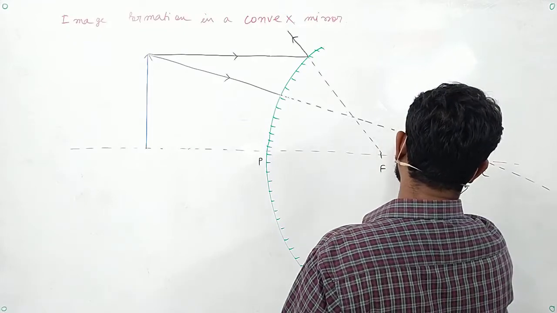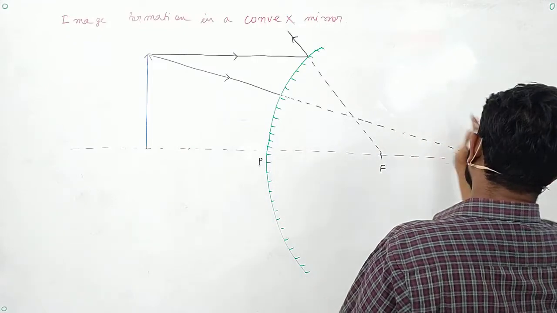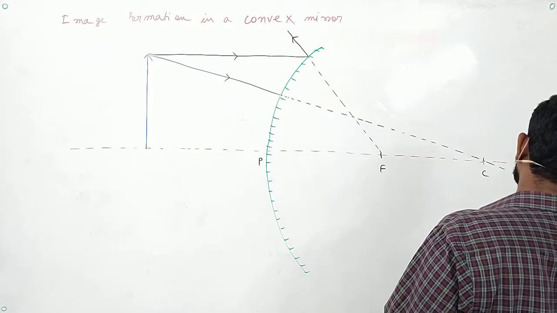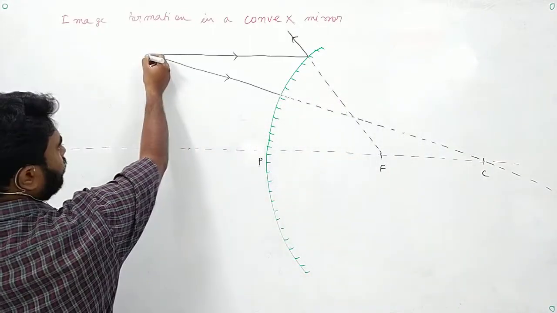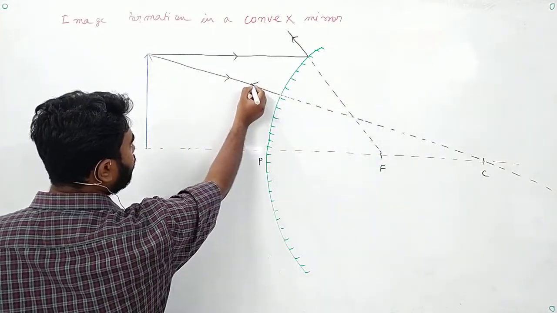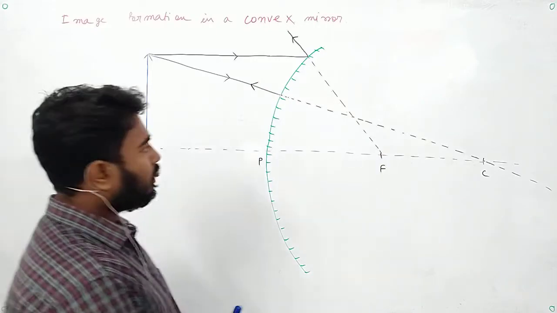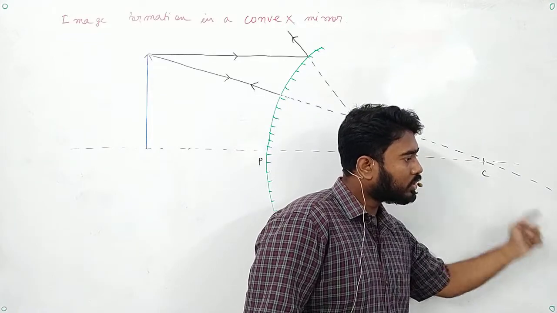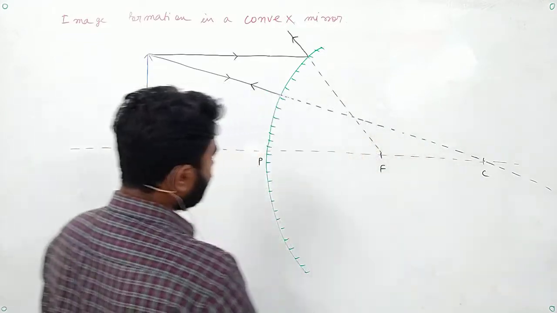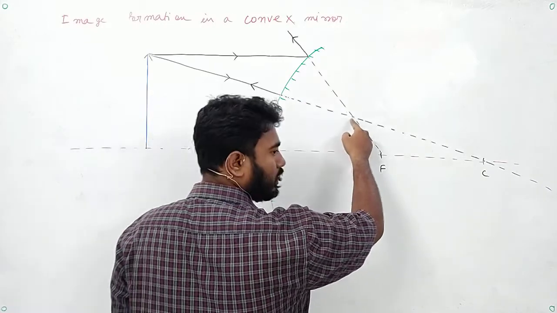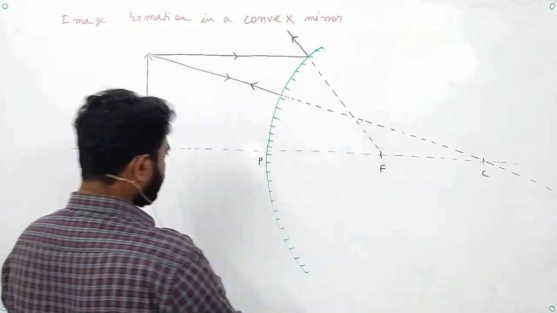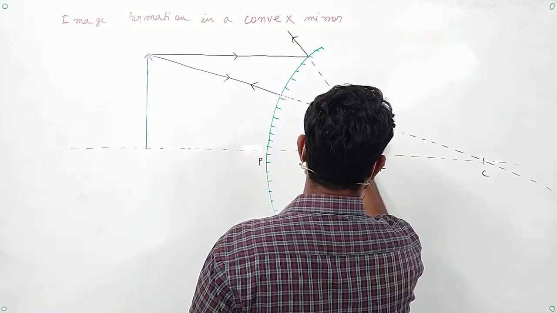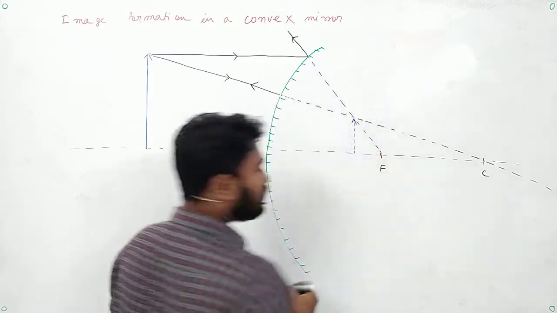Wait, let me draw it clearly. If it comes in this direction, how will it happen? If it comes towards the center of curvature, it will reflect back along the same line. And what do we do? We actually extend the reflected portion backwards. Now they met virtually at this point. So our image will be virtual and our image will be here.